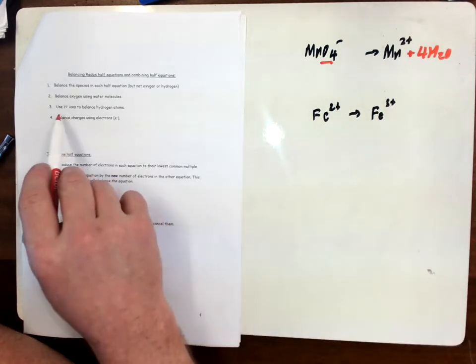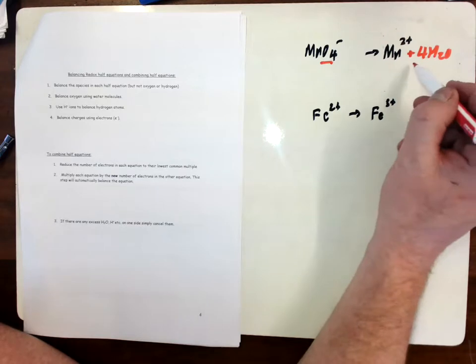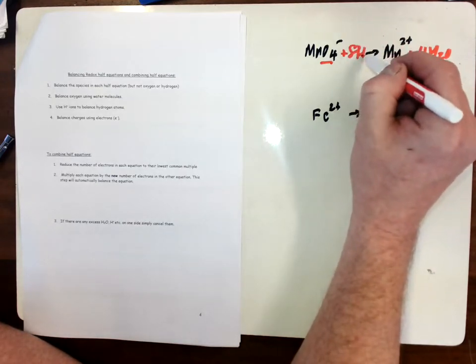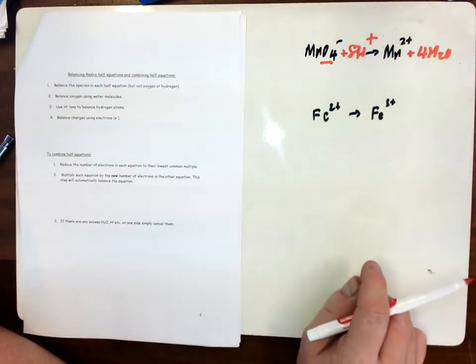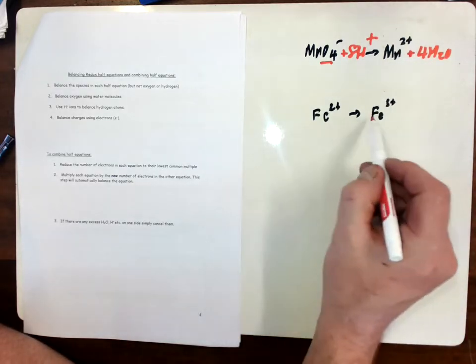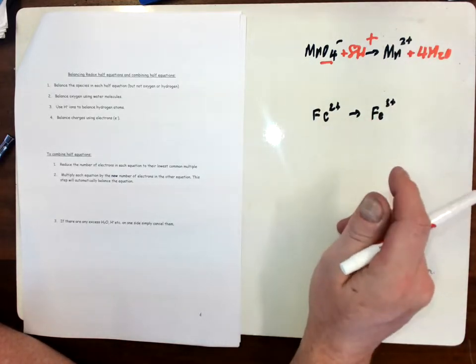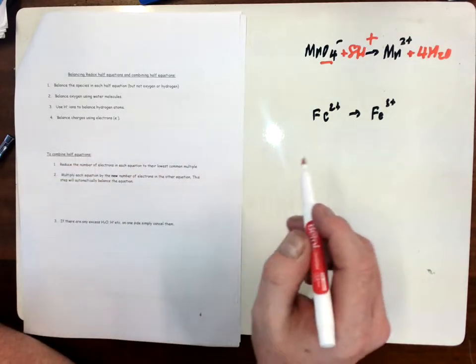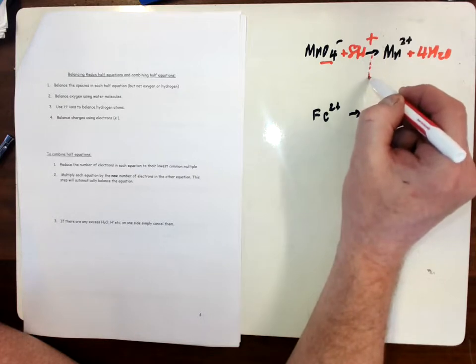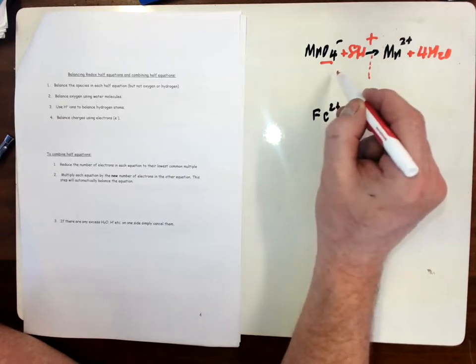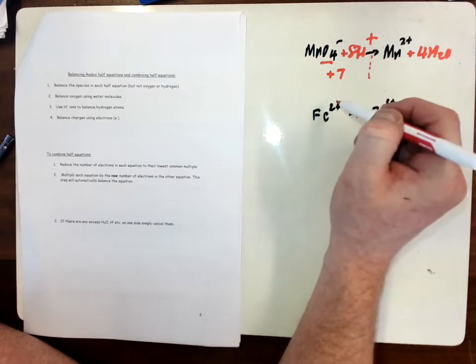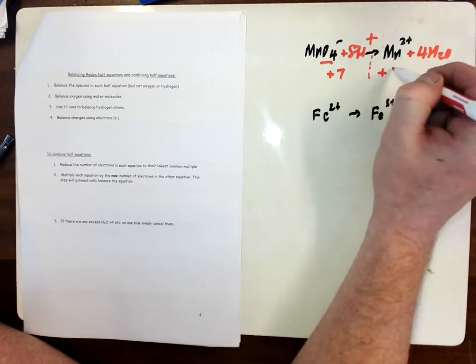We then use hydrogen ions to balance hydrogen atoms. Well, I have 8 hydrogen atoms there, so I need 8 hydrogen ions on that side. Okay, no hydrogens down here, so I don't need to worry about that. Then I need to balance charges using electrons. So my total charge on this side, okay, is +7 -1 and 8. My total charge on this side is +2.